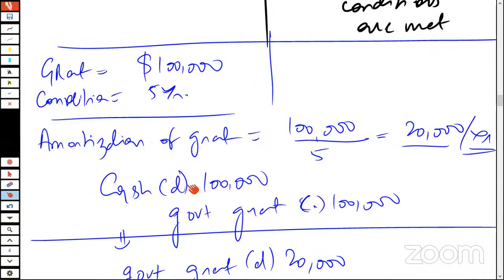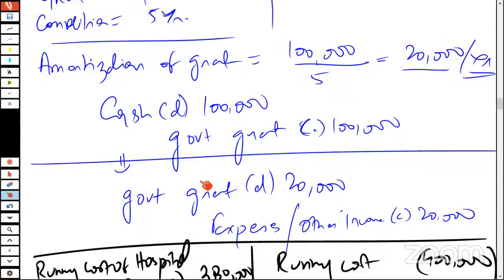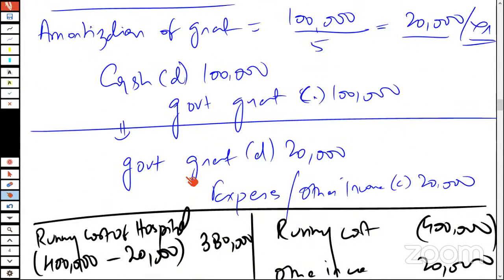And the way you're going to recognize it initially is cash debit 100,000 and the government grant credit by 100,000. Now, every year what would happen is the government grant is going to be debited by 20,000 and either the expenses are going to be reduced or you would show them as another income by 20,000.